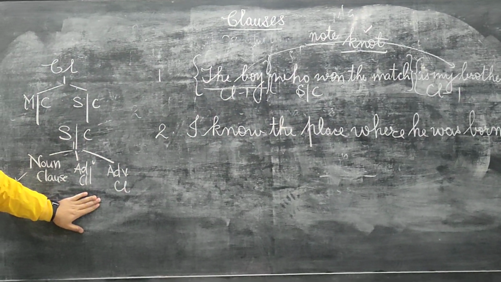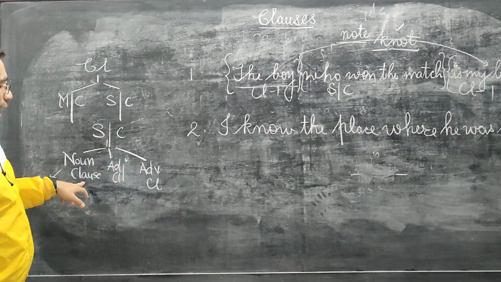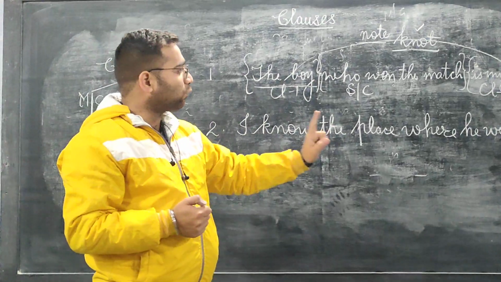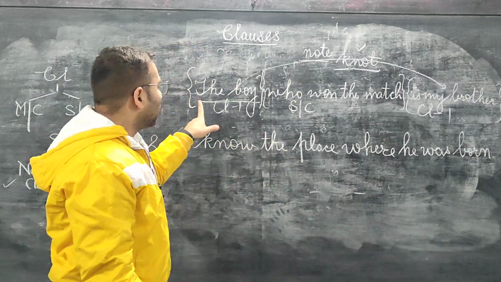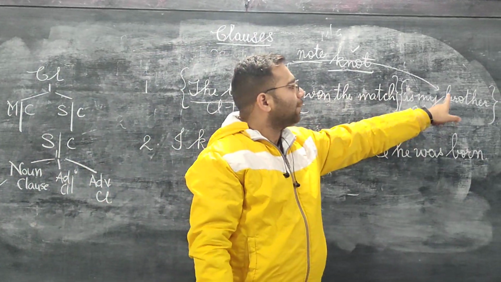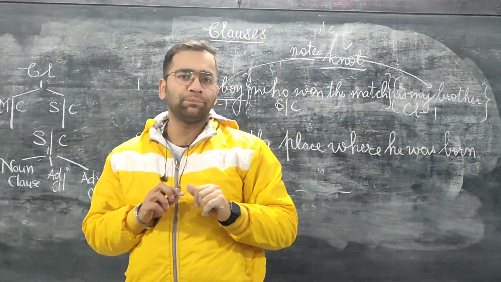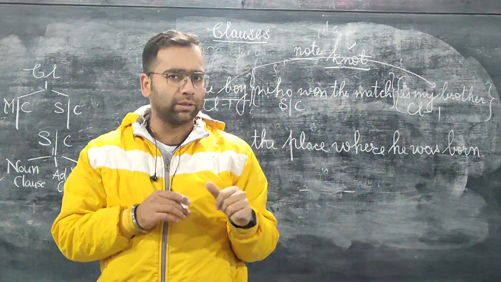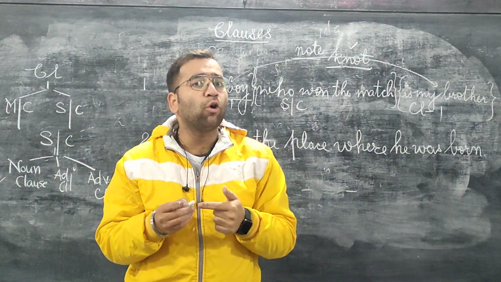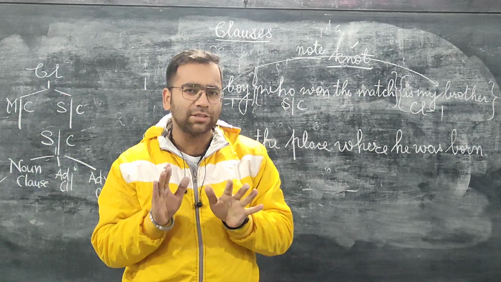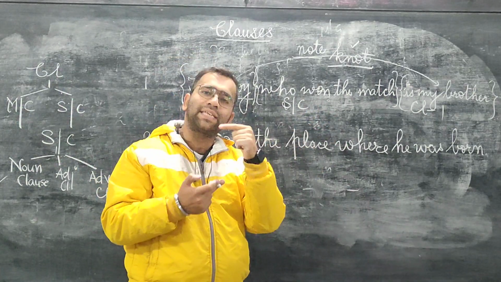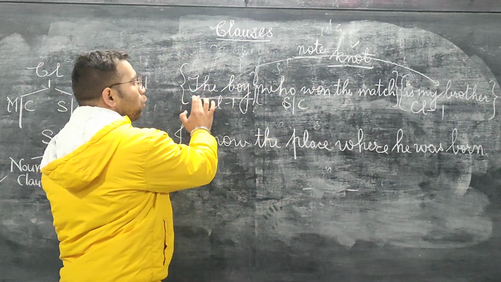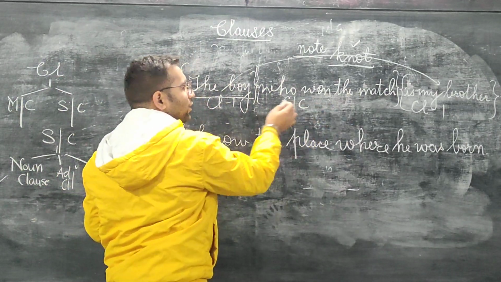Now which kind is it? Again we will follow the step. You have to ask what plus main clause. What is the main clause? The boy is my brother. Ask the question: what the boy is my brother? Is there any sense of the question? No, there is no sense. Now we have to move to the second step. The boy who won the match.